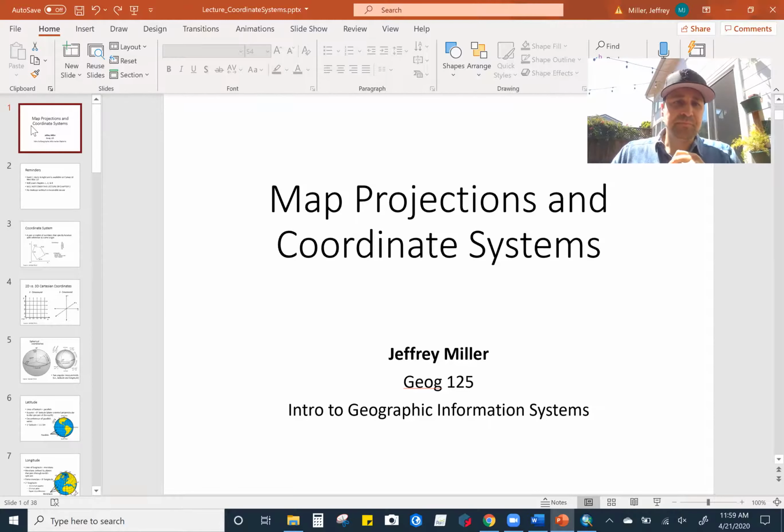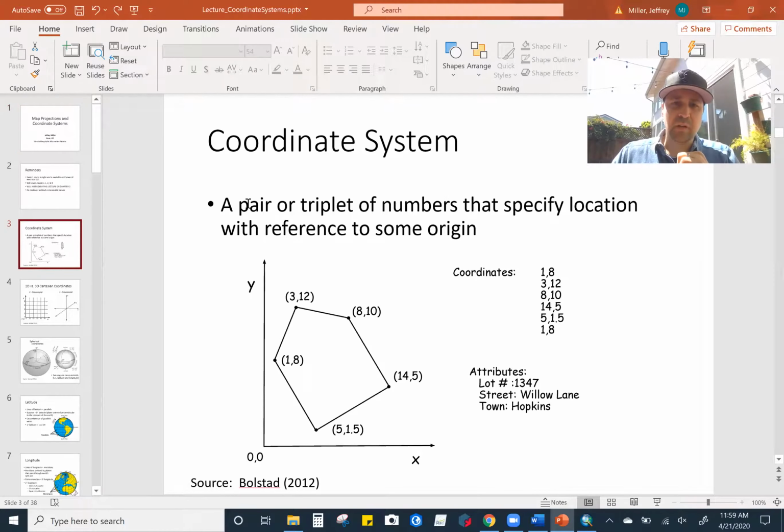Let's go ahead and begin with coordinate systems. What does that mean? So a coordinate would be either 2 or 3 numbers, okay? And they're going to specify a specific location somewhere on the Earth, okay?